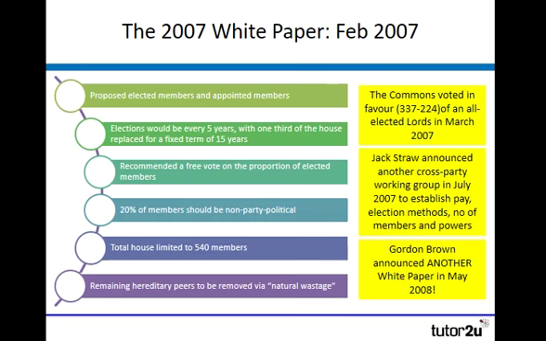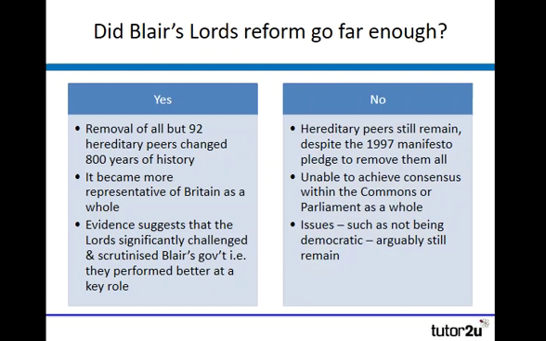Following that vote, which at the time seemed quite groundbreaking and about to initiate change, Jack Straw, leader of the Commons, announced another cross-party working group to try and work out exactly how this would be implemented, looking at pay, election methods, the number of members and their powers. But surprisingly, or maybe not surprisingly, no consensus could be agreed. So Gordon Brown, now Prime Minister, announced yet another white paper in May 2008. So from that point, very few changes have been made at all.